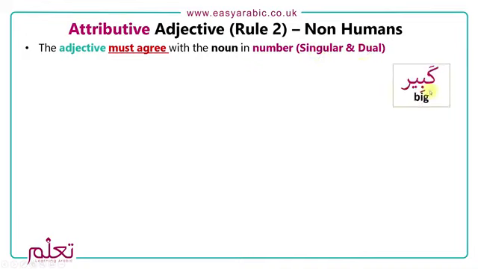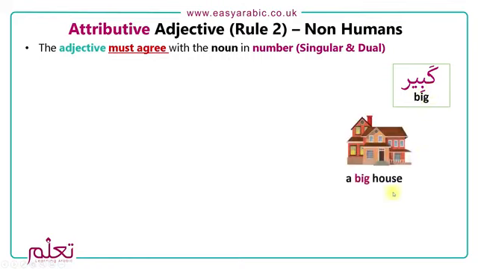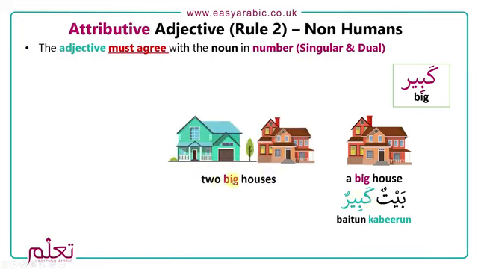If we look at an example, we've got kabir, which is big. So we've got a big house. We said house is bait, so it's baytun kabirun, which is for singular. And for two big houses, we add the same rule that we did before, alif noon, so it's baytanun kabiranun.